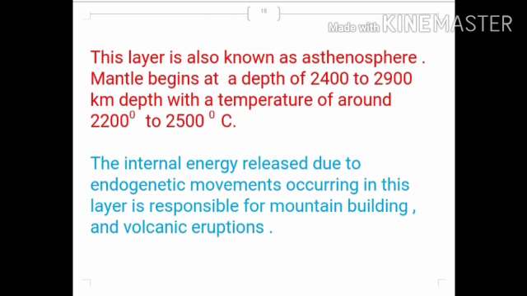Mantle is also known as asthenosphere and the depth of mantle is 2400 to 2900 kilometers. The temperature is almost 2200 degrees Celsius to 2500 degrees Celsius. See children, this is a big temperature. Too much heat is generated and because of this heat, mountain buildings and volcano eruptions are mostly taking place in this part of the earth. Okay, so if someone asks you because of which layer the volcanic eruptions are taking place, what will be your answer? Your answer will be mantle.